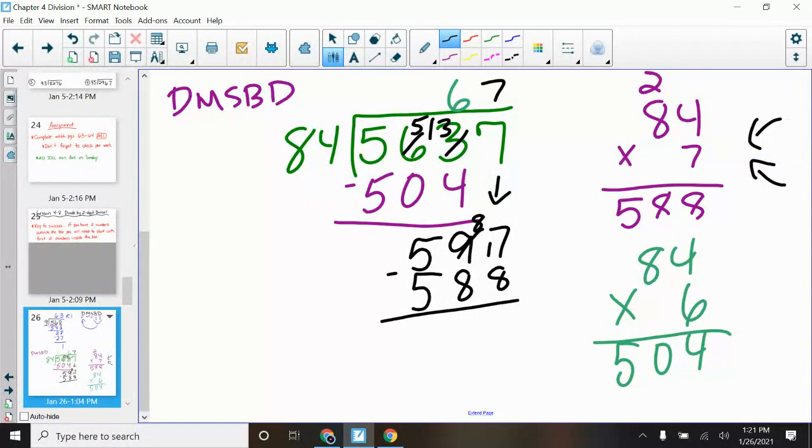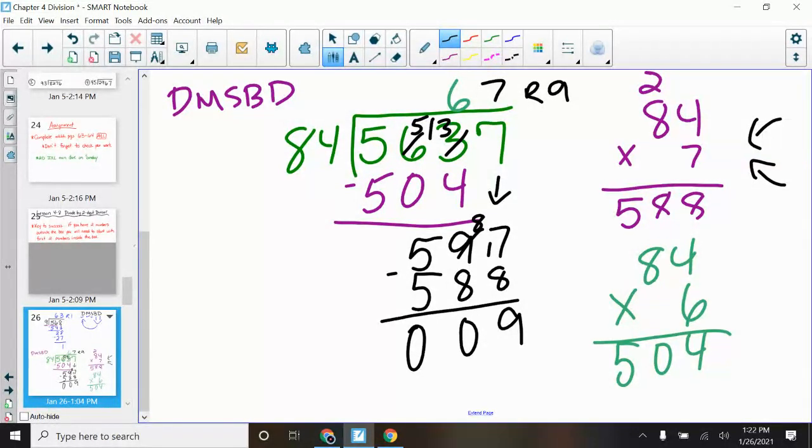17 minus 8, everybody is? 9. 8 minus 8 is? 0. 5 minus 5 is? 0. Do we really need those zeros? No. What does this 9 become? It's our remainder. Don't just stick it on the roof without the R though. You have to have the R next to it.